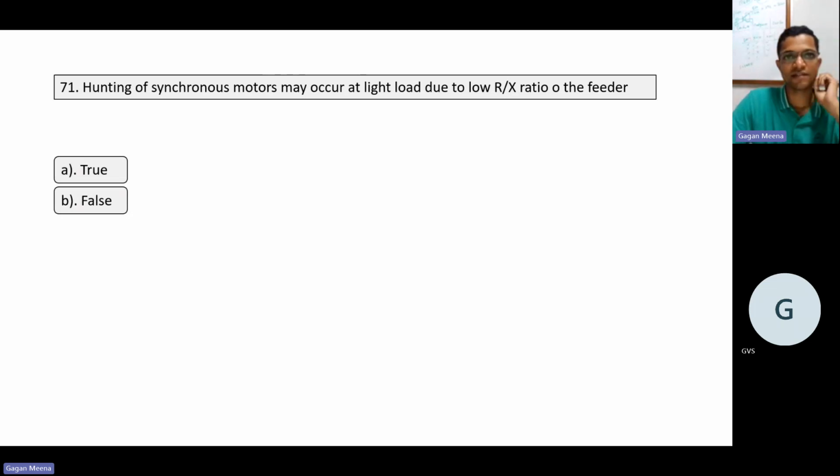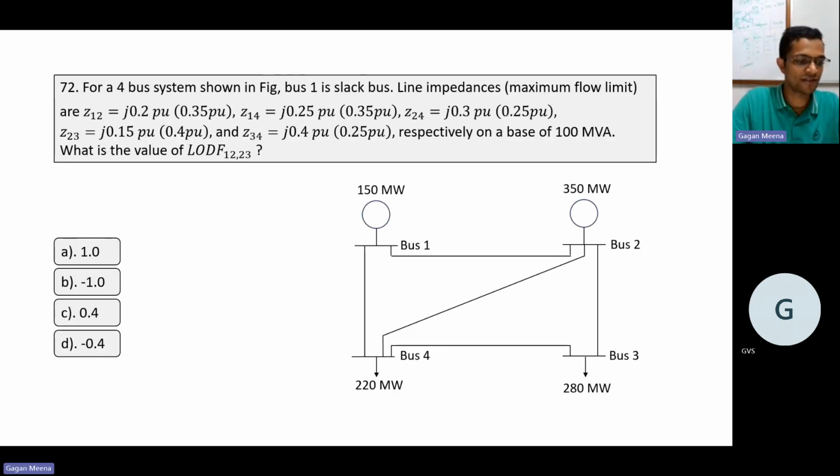Hunting of a synchronous machine may occur at light load due to the low R/X ratio of the line. No, it is not dependent upon the R/X ratio. It is associated with the swing curve. Now this is one question. We will see. Okay, there is one formula for that. Directly we can use it and calculate.